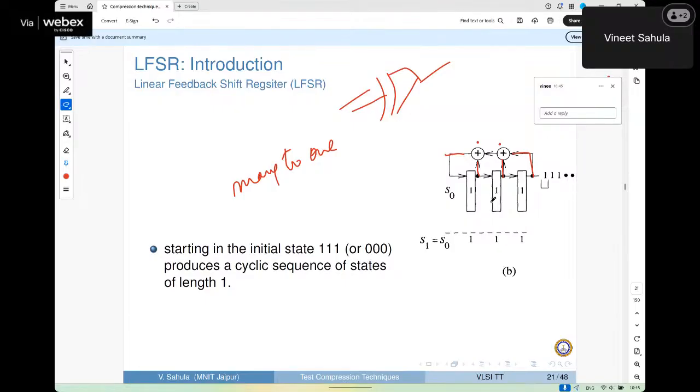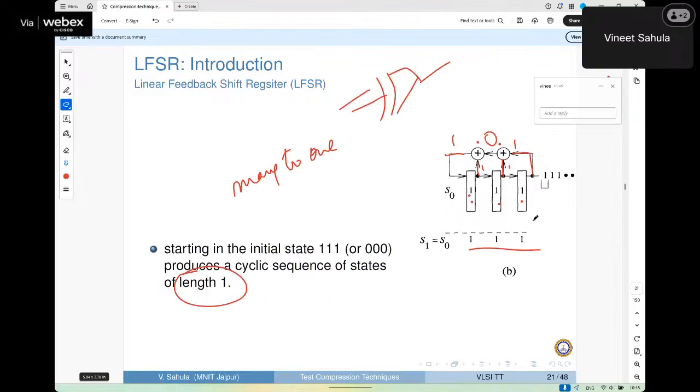If we have 1, 1, 1 as input, then what would be the next state? This 1 will appear here, this 1 will appear here, 0 is here. The 0 with this 1 will give 1 here. We'll get 1 here. So the next state will also be 1, 1, 1, and it is stuck in this state only. So the only length we can cover is length 1.